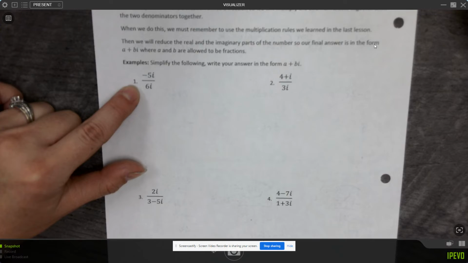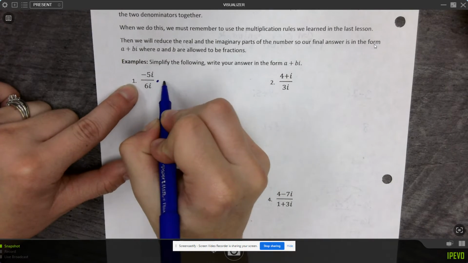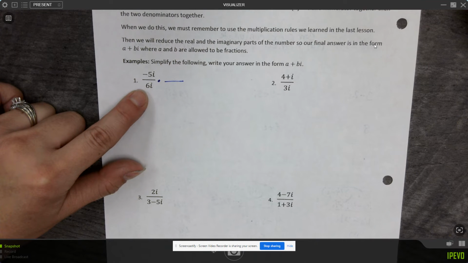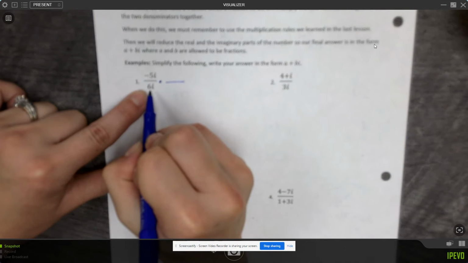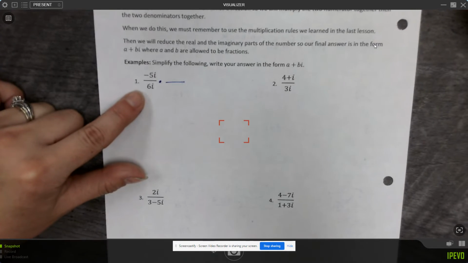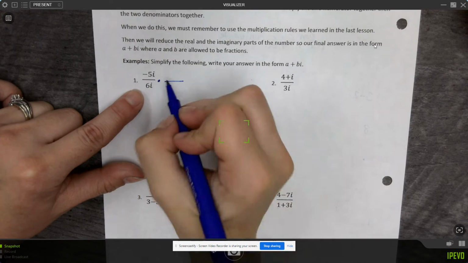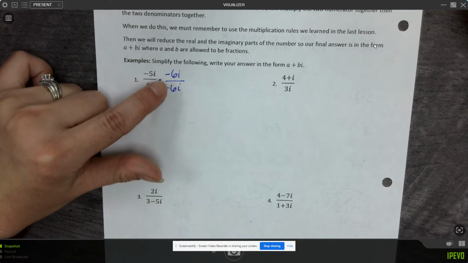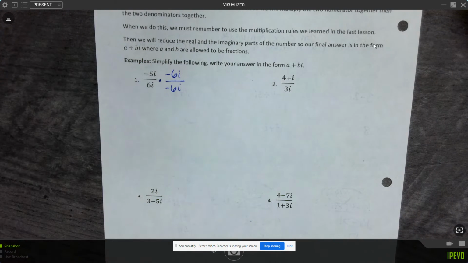To do this division, you are going to multiply by a fraction, and that fraction needs to be, looking at your denominator, the complex conjugate. So since this is 6i, the complex conjugate is negative 6i. And I need to make it that same fraction because something divided by itself is 1. And if you multiply by 1, you're not actually changing anything. Algebraically, mathematically, you're keeping it in a different format, but the same thing.